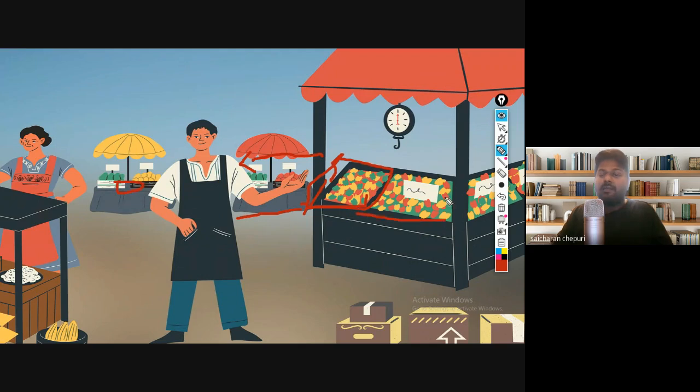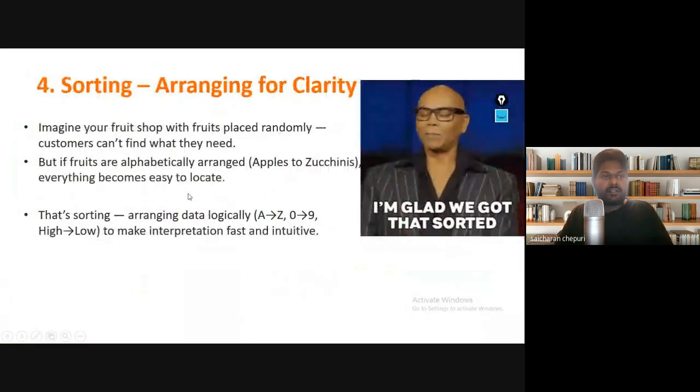Now you're going to eliminate all the different types of fruits, right? So that is called filtering. Whatever you're doing here is filtering: only presenting the required things to the customer is what filtering is all about. So let's quickly jump into sorting, the final concept of today's video.